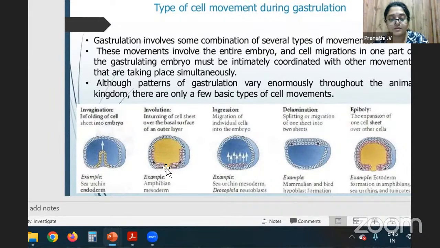And then you have the process of delamination and epiboly. Like I already told you, delamination is splitting and migration of the cells. And this is seen in mammals and birds. And then you have epiboly, wherein you have expansion of one sheet of the cells over another sheet of the cells. This is also seen in amphibians, sea urchins, and tunicates.